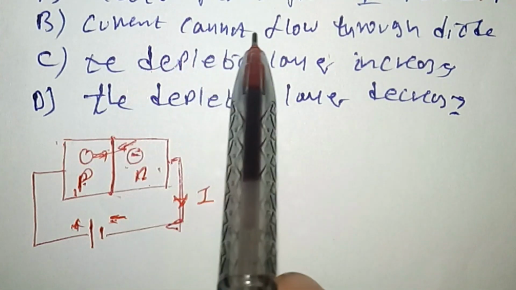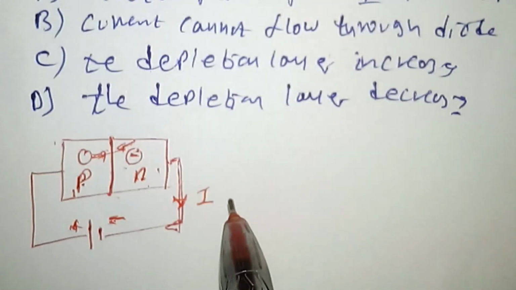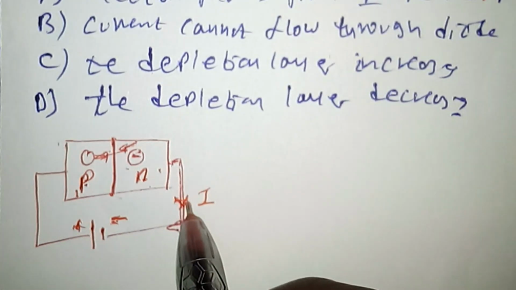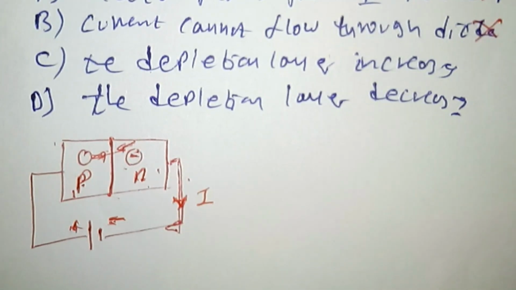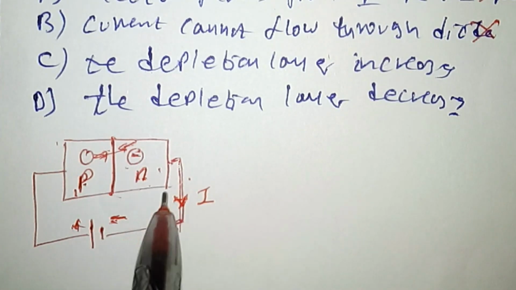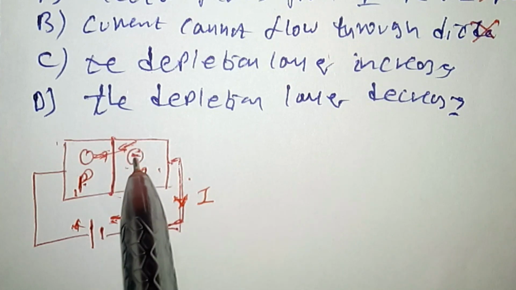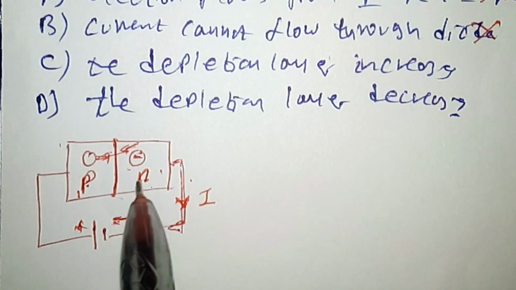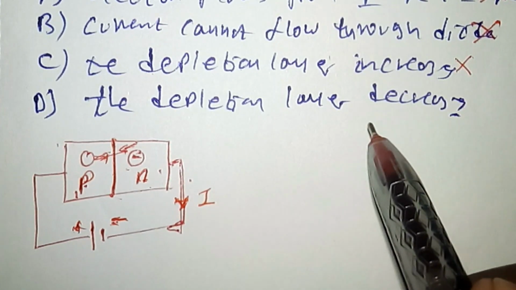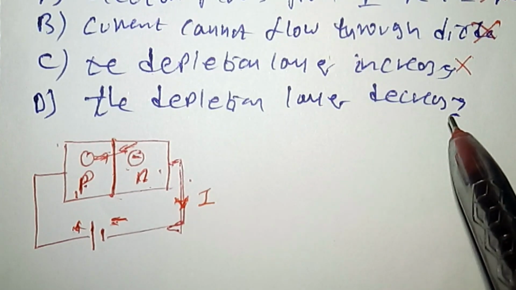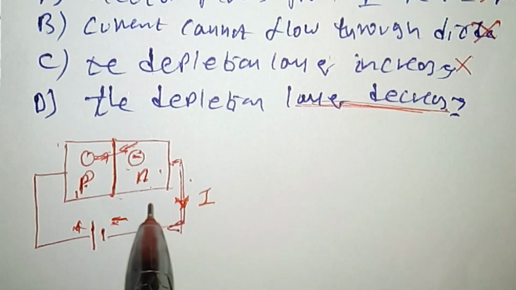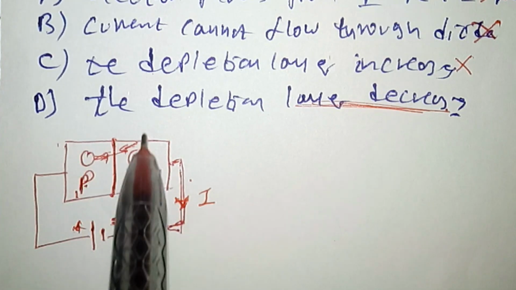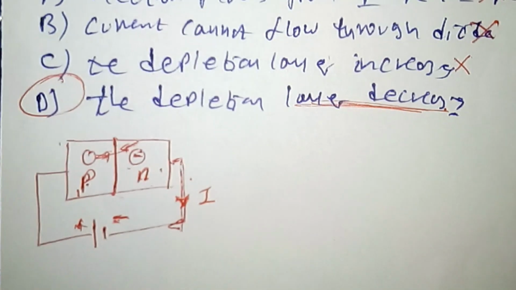Alternative B says the current cannot flow through the diode. If the diode is forward biased, the current can flow through the diode. So this is completely wrong. Alternative C says the depletion layer increases, but if the diode is forward biased, the depletion layer always decreases, it does not increase. And alternative D says the depletion layer decreases. So this decrease of the depletion layer allows the current to flow through the circuit. So the correct answer is alternative D.